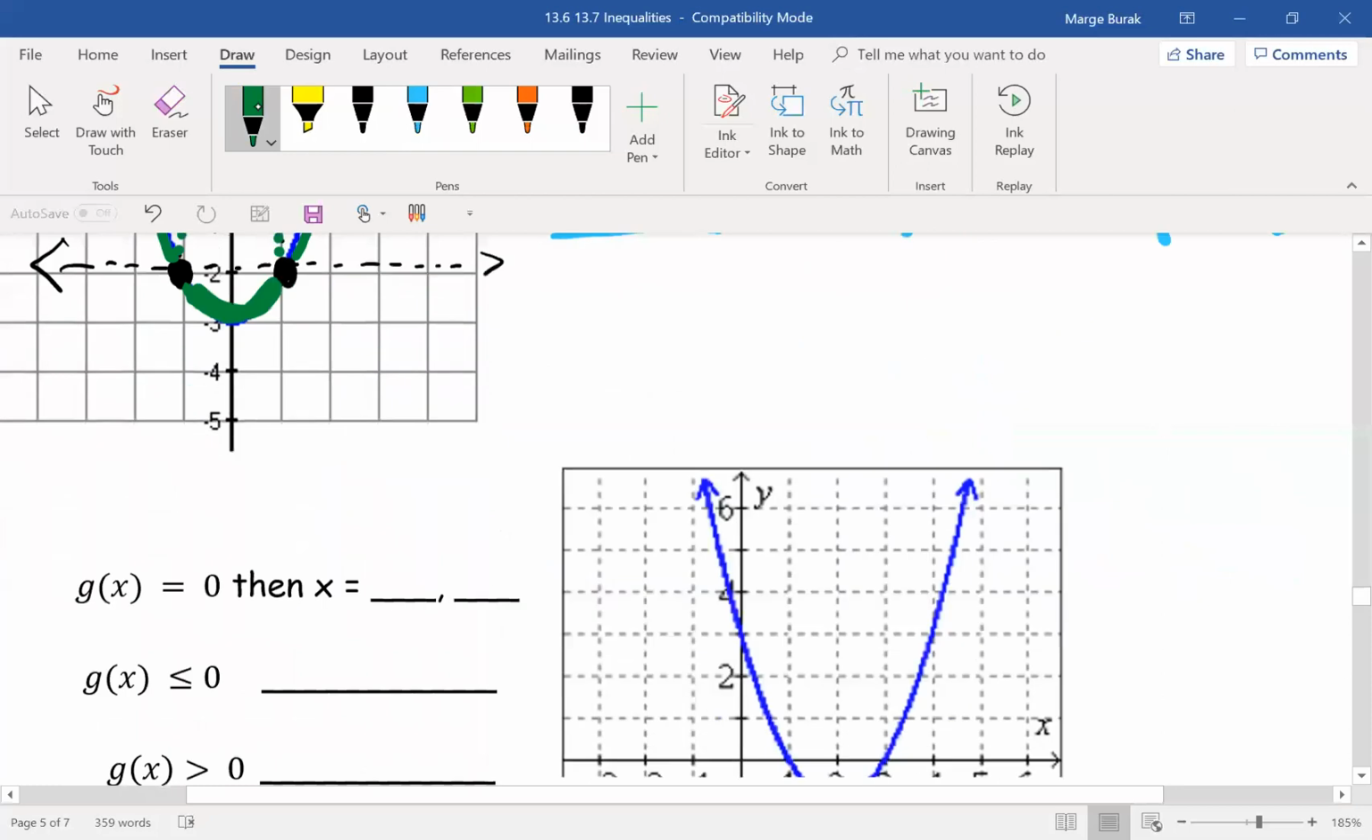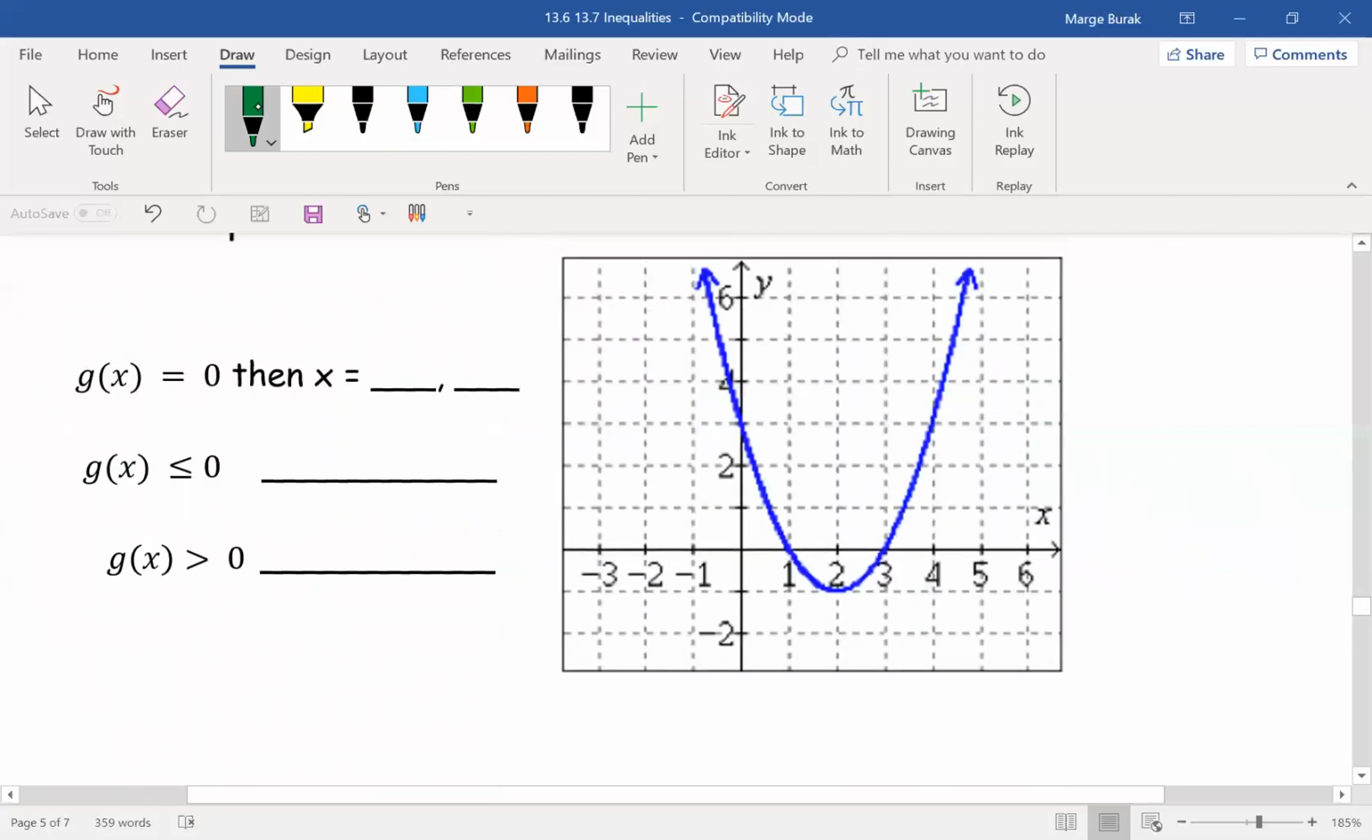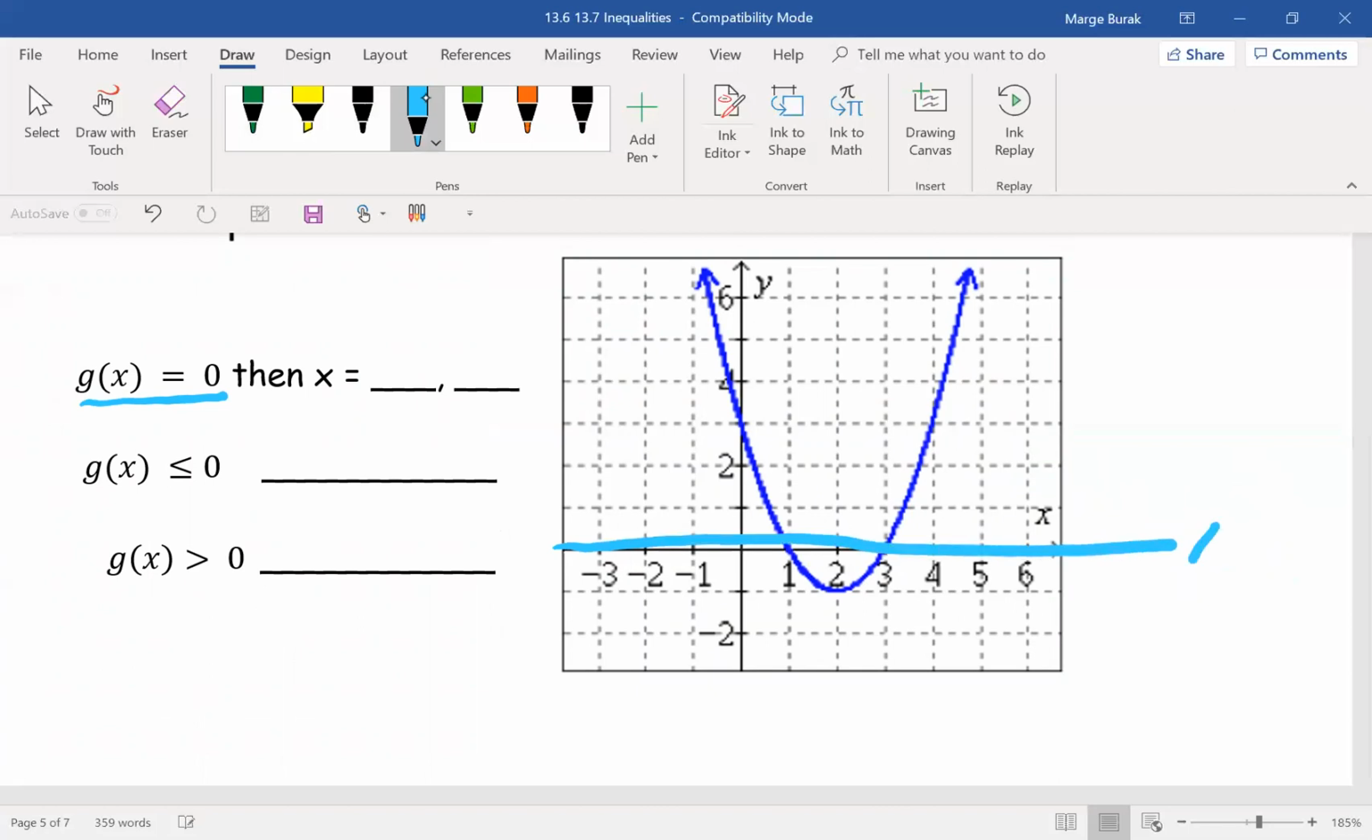Okay, let's see this one. Okay, remember you can always pause the video and try this ahead of me. So this one I want to relate it to 0. So if the function is equal to 0, then what are my x values? Well, here's where y is equal to 0. So we're going to talk about 3 and 1. So those are my benchmarks, okay? So less than is either going to be between those or on the other side of those, okay?